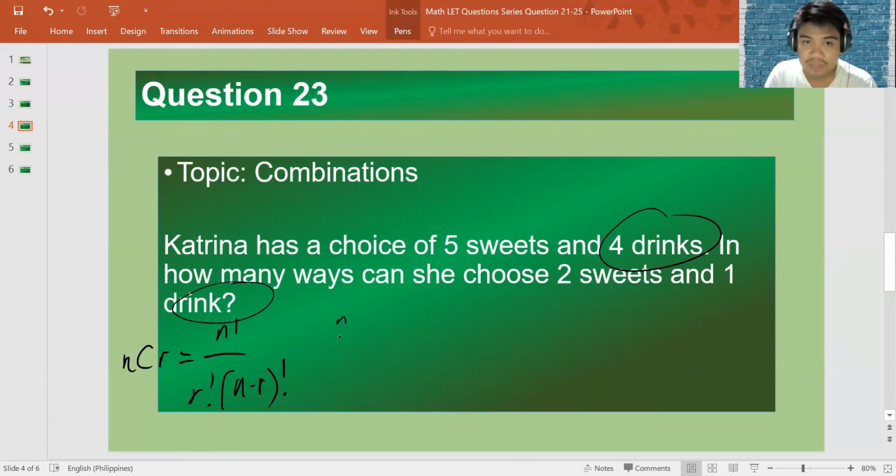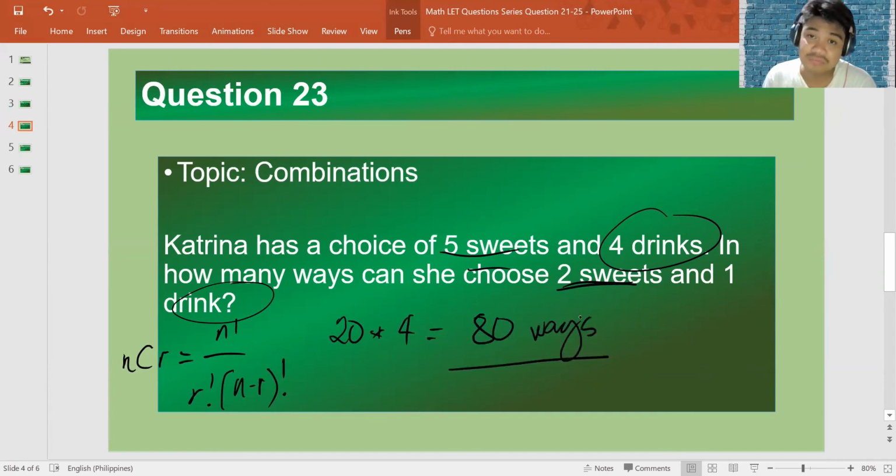So we will have 20, yung kanina, yung 2 sweets out of 5, times 4. So we will have 80. We have 80 ways na si Katrina will choose 2 sweets and 1 drink out of this 5 sweets and 4 drinks.